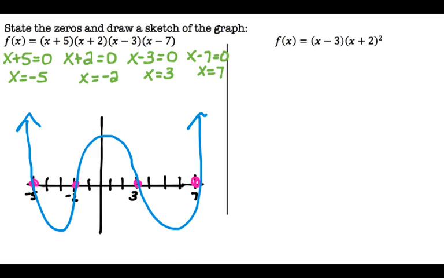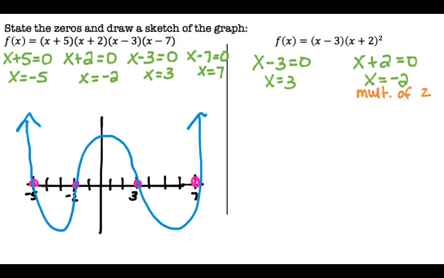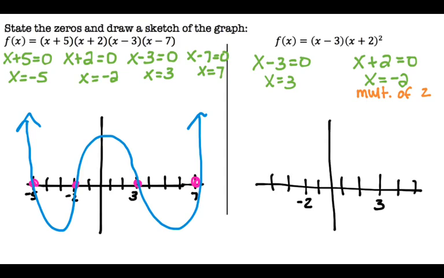Then the next one I have x minus 3 and x plus 2 squared. So x minus 3, set that equal to 0. x plus 2, set that equal to 0. So I get x equals 3, and I get x equals negative 2. But this one was squared, so it has a multiplicity of 2, which is an even multiplicity, which means it's going to bounce at that spot. Okay, so let me show you what that means. At negative 2, it's going to touch, and at 3, it's going to cross. So it's only going to bounce off at negative 2, and at 3, it's actually going to cross.